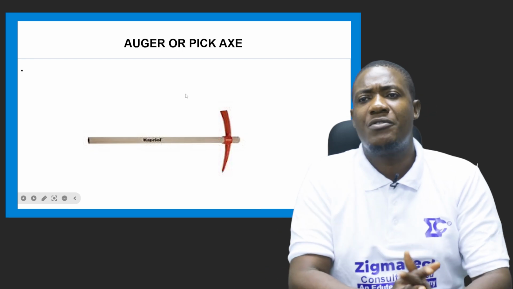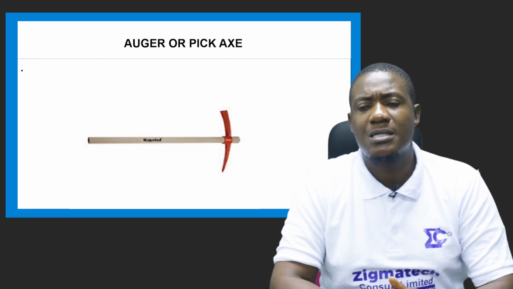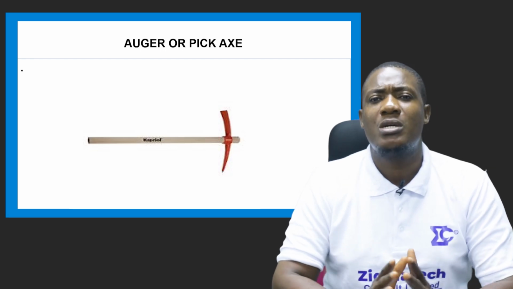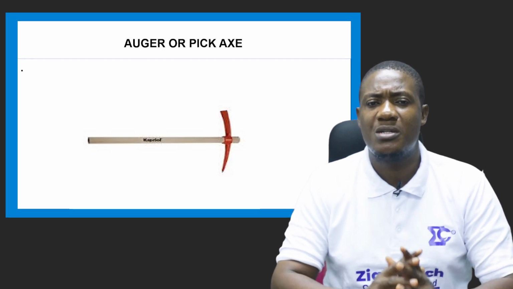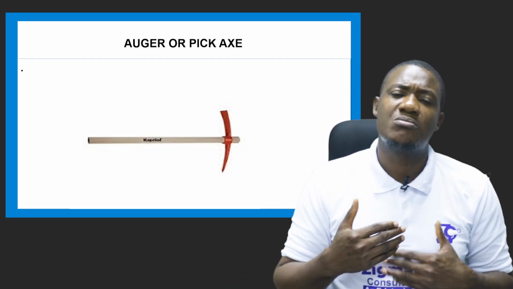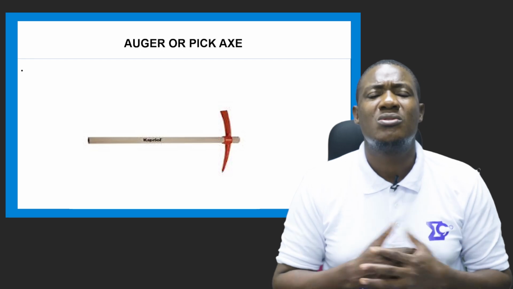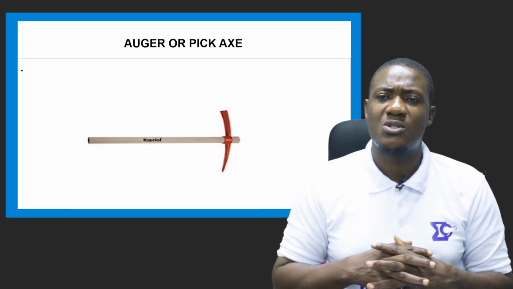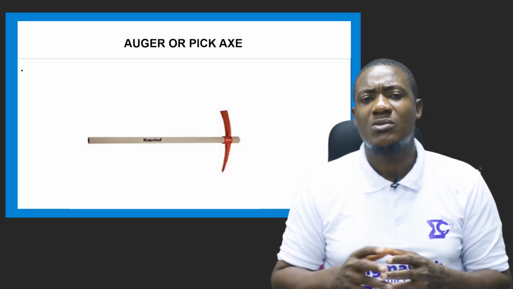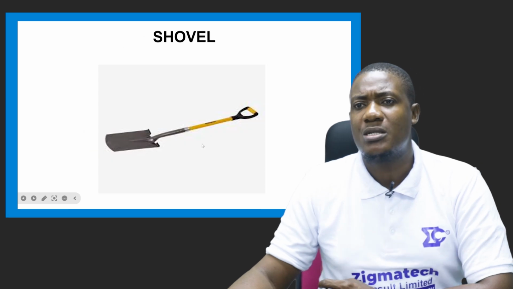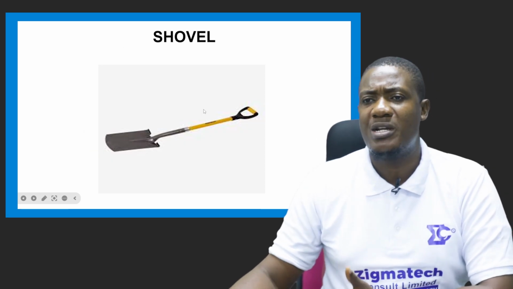All right, so we have the auger here, or the pickaxe. The auger basically is used to dig holes, especially when the land is very hard, so that an ordinary shovel cannot be used to excavate the soil. You can use the pickaxe to remove the soil, then you can use a shovel to scoop out the sand in the process. So we also have the shovel here.